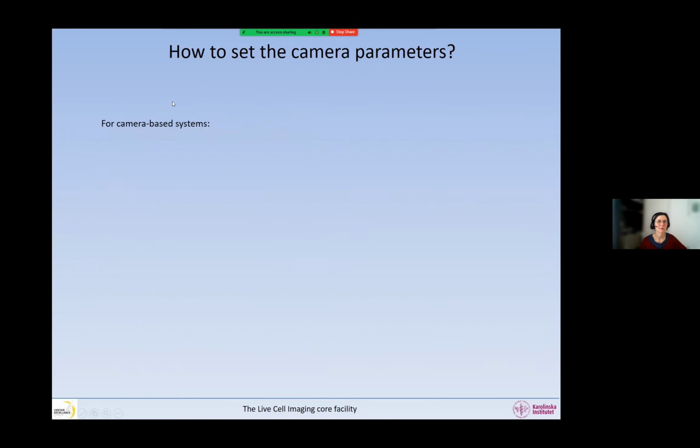This is the readout. So I'm a little bit off target when it comes to the time. So on camera-based systems, we have fewer parameters to set.